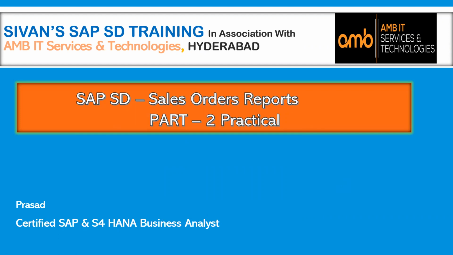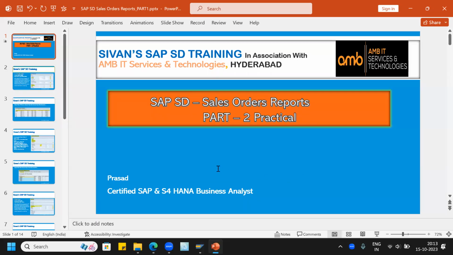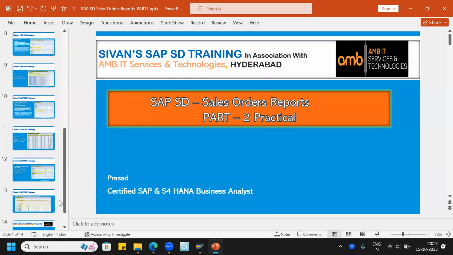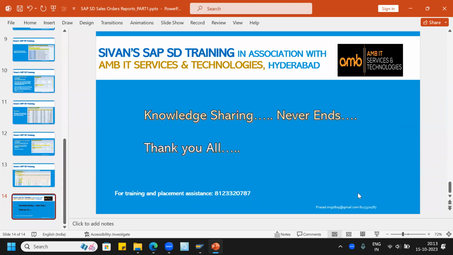So this is about the sales orders report practical session: open sales orders using the transaction code VA05 or VA05N, the incomplete orders using the transaction code V.02, the blocked orders, the back orders, SD01 orders within the time period, and duplicate orders using the transaction code SDD1.